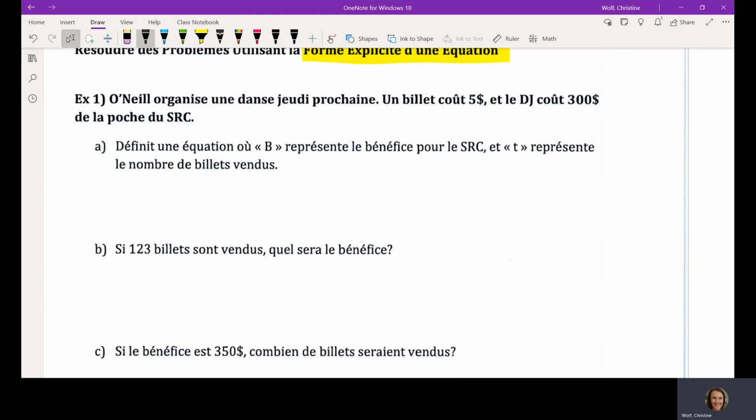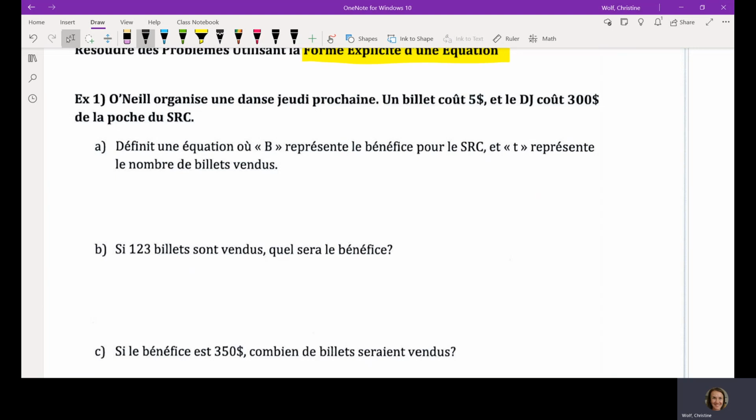O'Neill organise une danse jeudi prochain. Un billet coûte 5 $. So, si tu veux aller, tu as besoin de donner 5 $ pour acheter un billet. Et le DJ, la musique, coûte 300 $ de la poche du SRC. So what that means is the SRC will collect $5 for every ticket they sell, but then in the end, they have to pay out the DJ. So they bring in 5, they pay out 300.